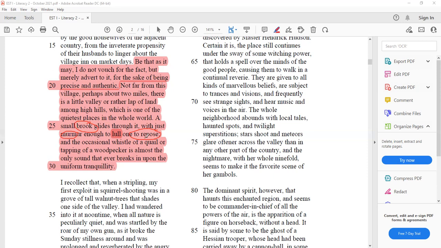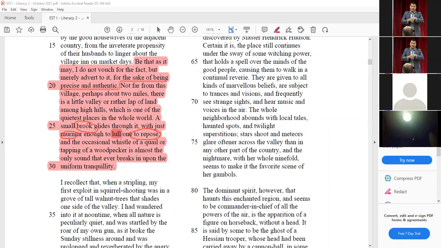Can we complete, mister, just to find other keywords? Yes. And the occasional whistle of a quail. Quail is a kind of bird. Or tapping of a woodpecker, also a kind of bird, is almost the only sound that ever breaks in. So the whistle of the quail and the tapping of the woodpecker are the ones that break in.